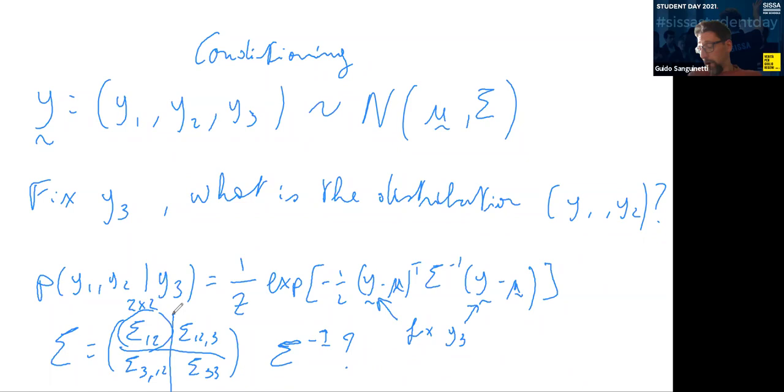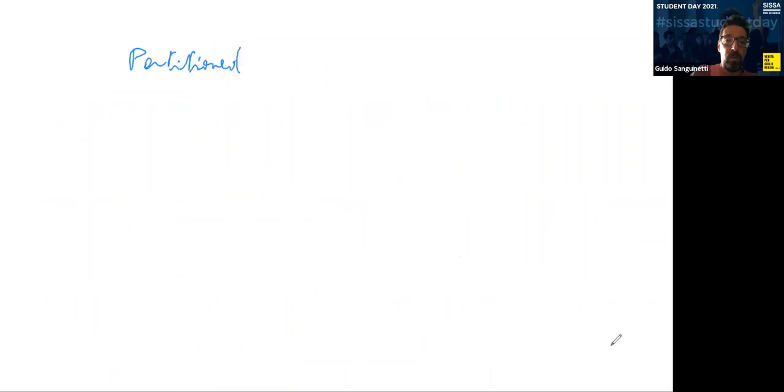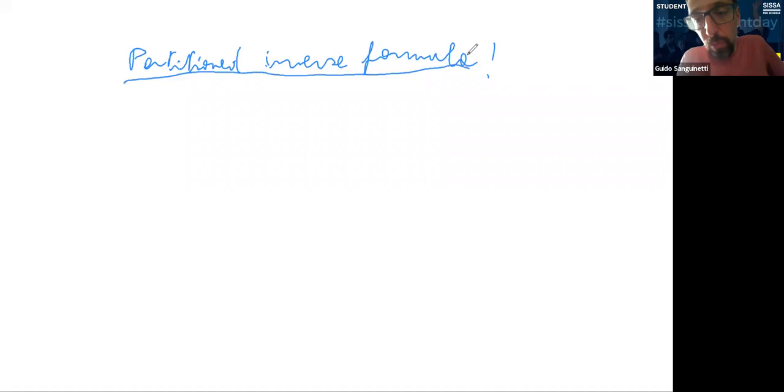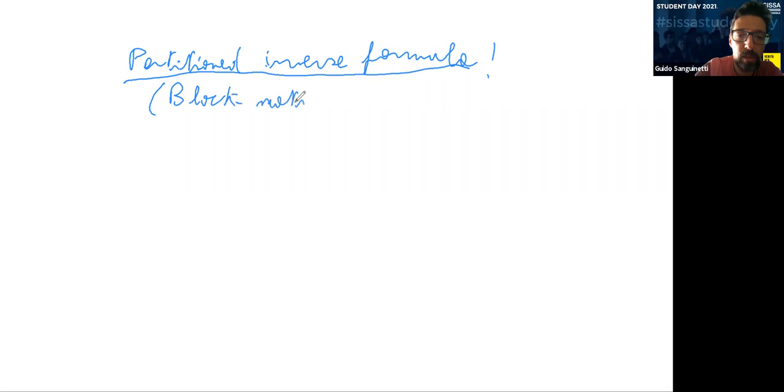As I said, this is quite a rather painful calculation, and you need to look up something called the partition inverse formula, which is a rather lengthy formula in terms of the inverses of these various matrices. That tells you basically the inverses of the blocks, so it's also called the block matrix inverse. I don't want to go into this, but look it up if you wish.